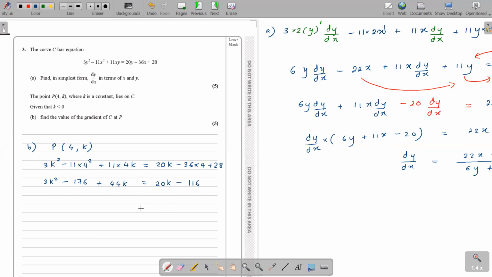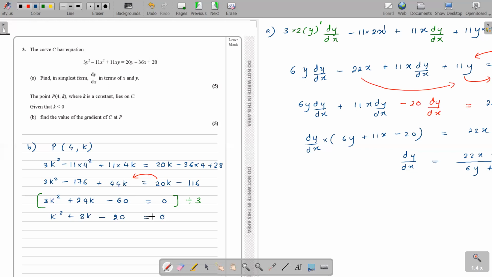Minus 116. Then taking everything to one side, 3k square plus 44k minus 20k is plus 24k. And then minus 176, this comes as plus 116, right? Minus 176 plus 116 is minus 60. So basically we get a quadratic equation in k. I think everyone is divisible by 3. Shall we divide everyone by 3? What do we get then? K square plus 8k minus 20.